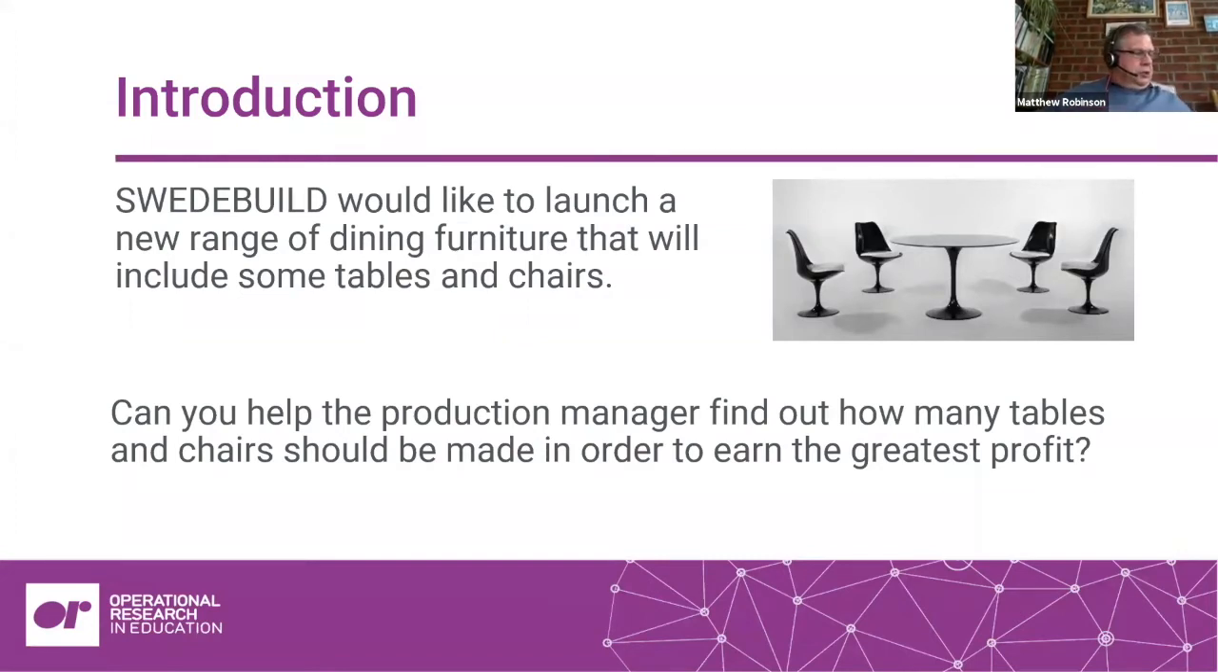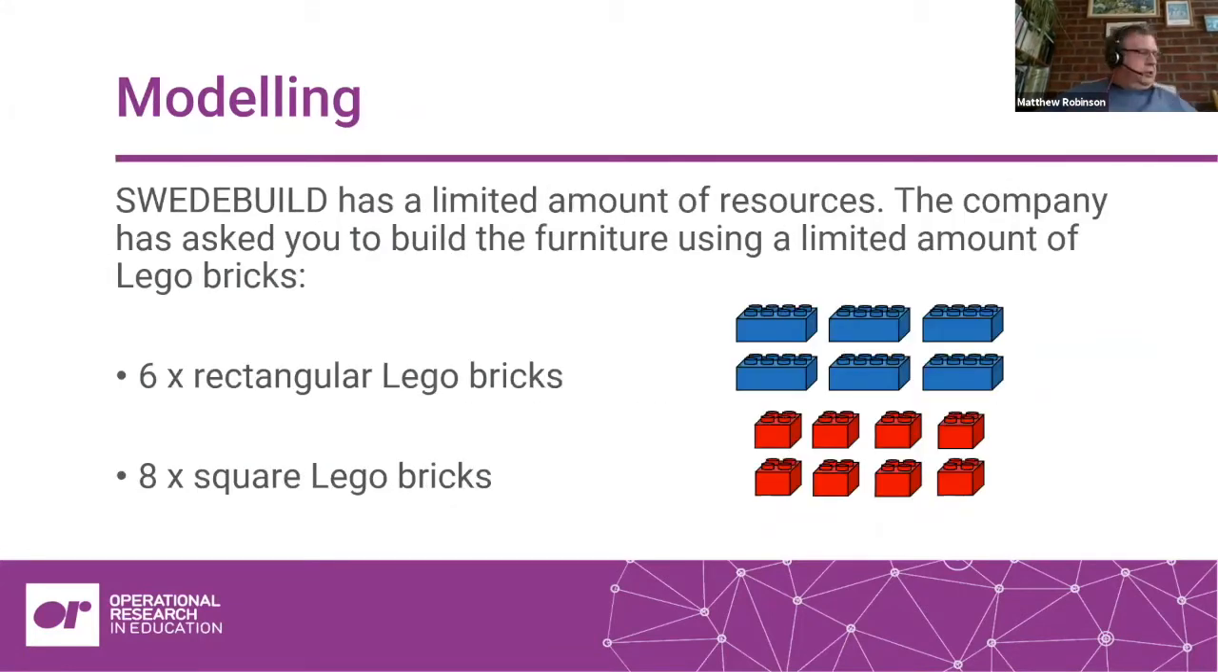So we should have some Lego, and these are in turn going to be the resources that the company is going to use. So, all being well, if you're working alongside this, you should have 6 rectangular Lego bricks. These are blue in my case. So I've got 6 of those, and I've got 8 of the square ones, red ones in this case. So to start building our model, these are the resources that we have available to us.